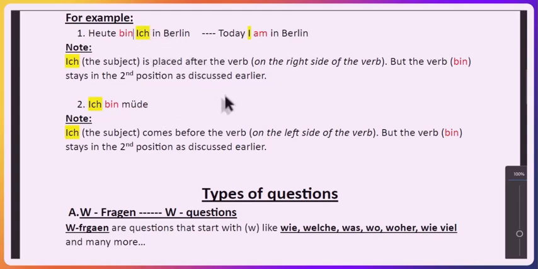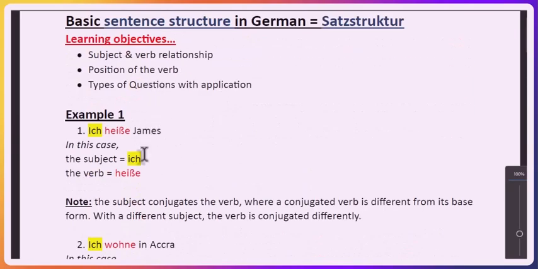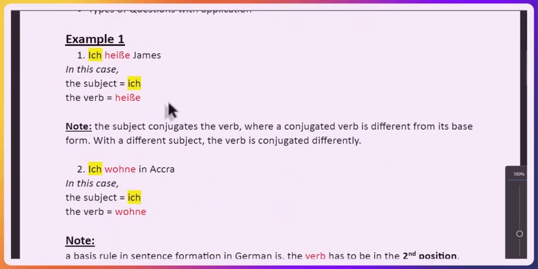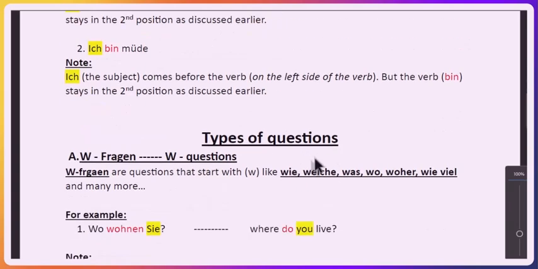Okay. So this is how the position of the verb is a constant. But with questions there would be some confusion a little, but I'll break it down for you guys.